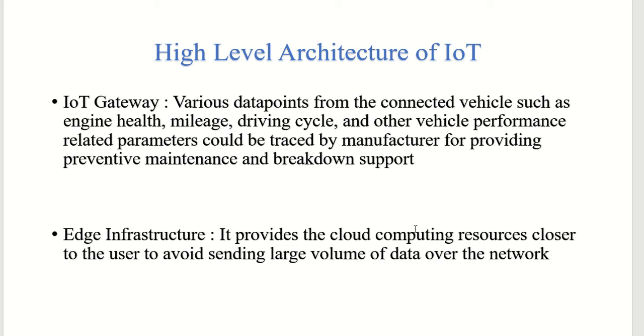So the different data points from your connected car or connected vehicle, like engine heat, mileage, driving style, and so many other car performance related parameters, could be tracked by the manufacturer for providing preventive maintenance and breakdown support. And in order to optimize the number of direct connections to the devices, the IoT gateway is used, right?